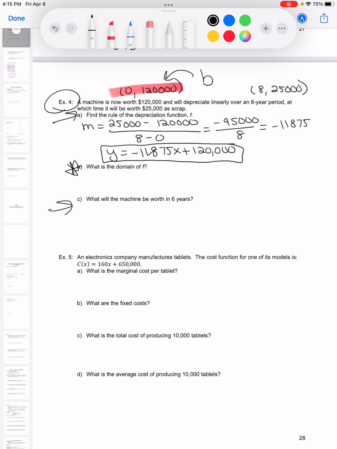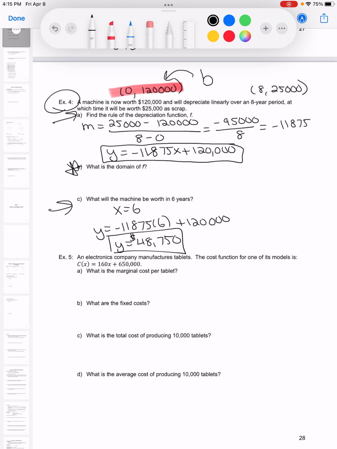Down here at C, I told you to try that one. I'm going to plug 6 in for X because our time is going to be our X values, because time is independent. How much the car is worth depends on the time that we've had it. So I just type that in my calculator to get 48,750.